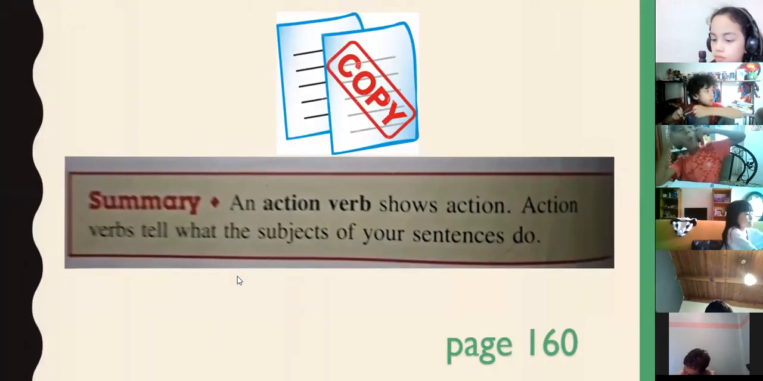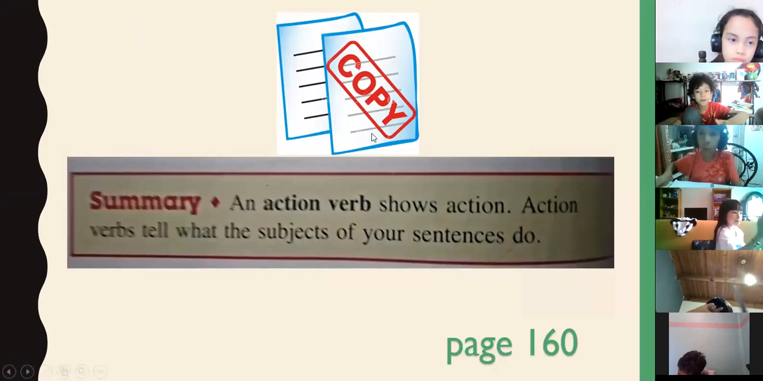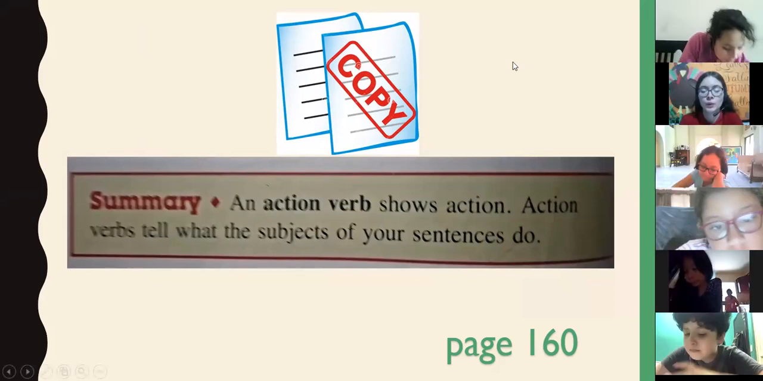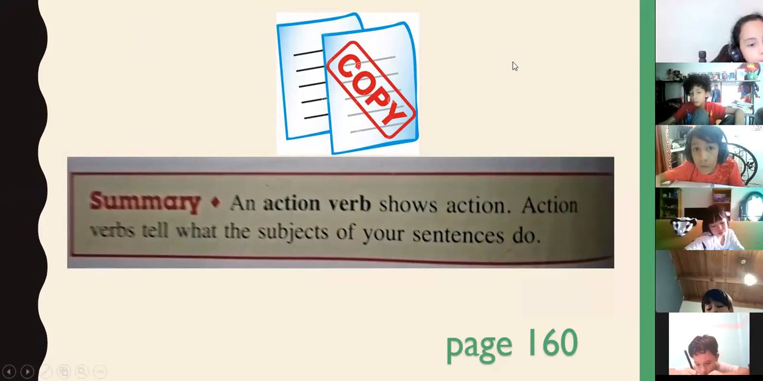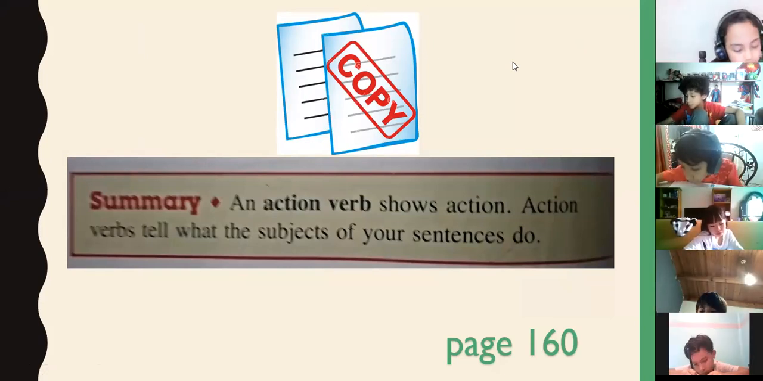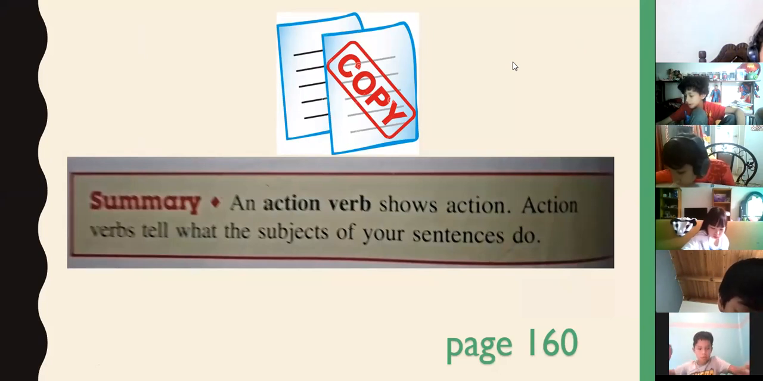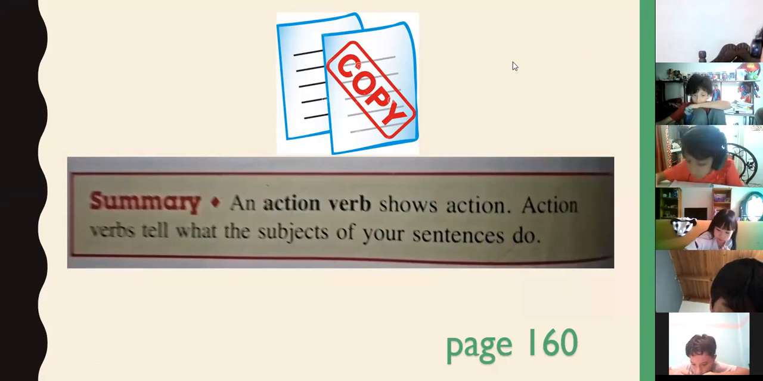Now, let's write down the summary of what an action verb is. An action verb shows action. An action verb tells what the subject of your sentence does. It shows the action that the person or the subject or the thing is doing. For example, the students are writing in the notebook. So the action that the students are doing is writing in the notebook, right? It's the action verb.